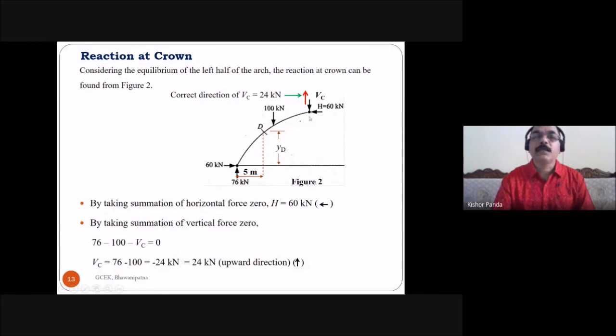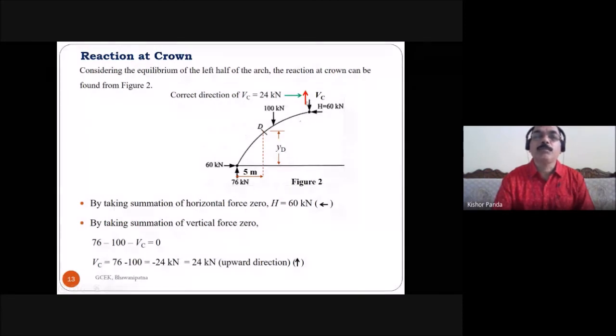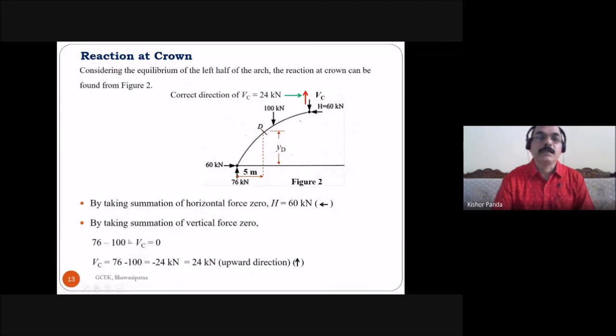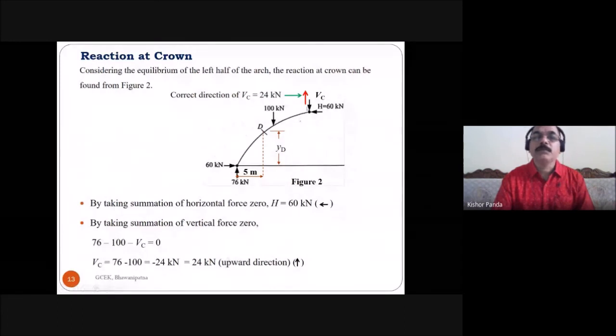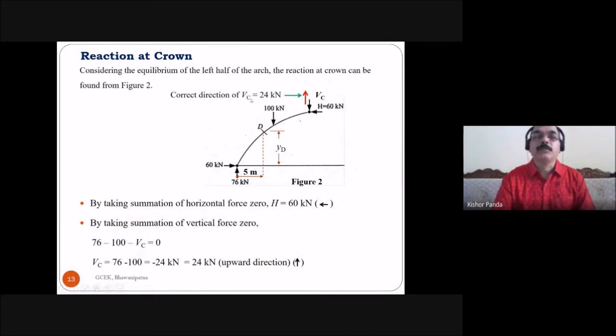So the direction of the vertical reaction at the crown is upward, because you assumed the direction was downward while calculating the vertical reaction at the crown, but you got a negative value. So the correct direction of VC, equal to 24 kilonewton, is upward. So this is the reaction at the crown.